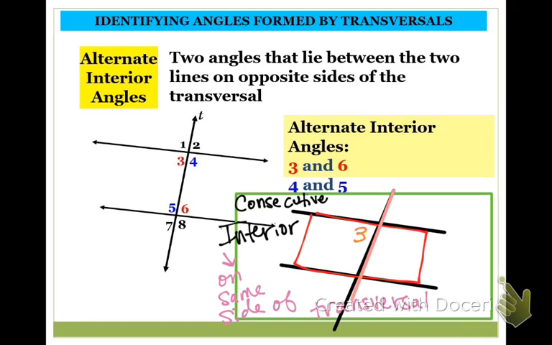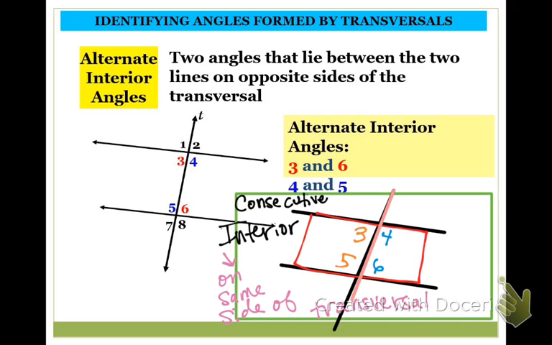So 3 is on the inside. What is on the same side of the transversal as 3? 5. 4 is on the right side of the transversal, and 3 is on the left. So those are not consecutive. All right, so 3 and 5, 4 and 6. Okay, they're on the same side of their transversal. So 3 and 5 are on the left, 4 and 6 are on the right. That's what makes them consecutive. We're almost finished. Those are the 4 new relationships.